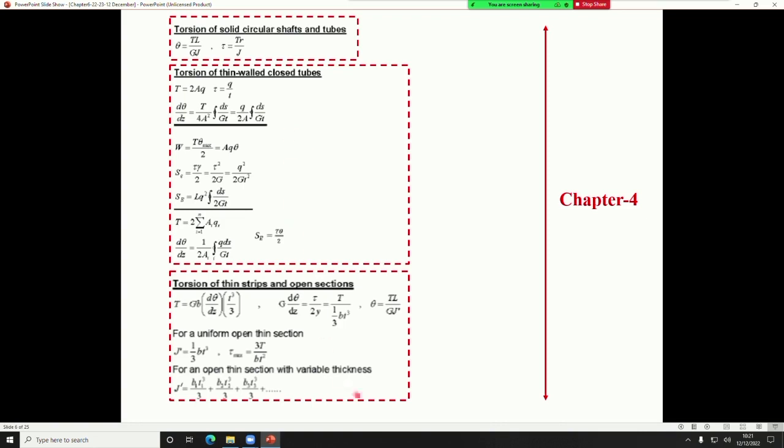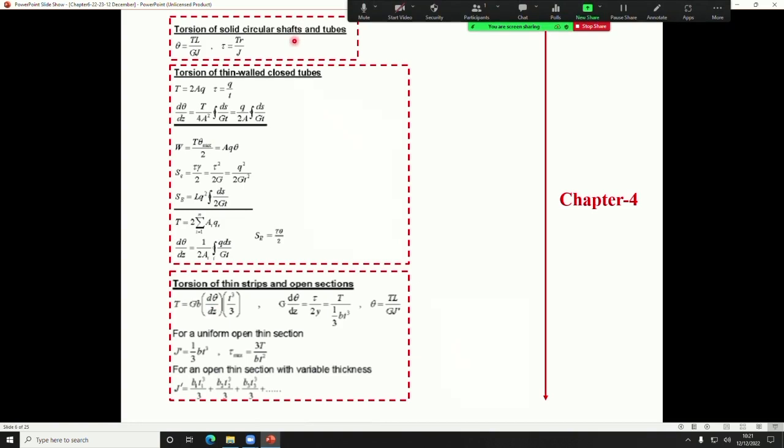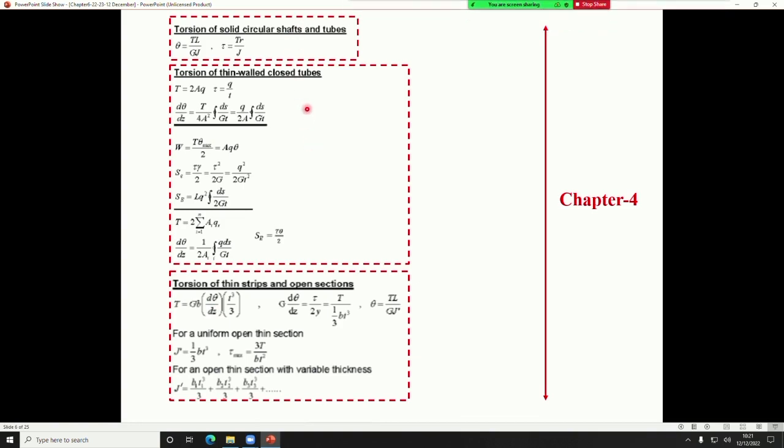Now these equations are for thin walled sections which are closed, either single cell or multi-cell. Now I have added this part this year, and that is torsion of thin walled sections which are open. So I repeat, this has been added this year. So first, circular cylinders, closed thin walled sections, single cell or multi-cell, and open thin walled sections subject to torsion.